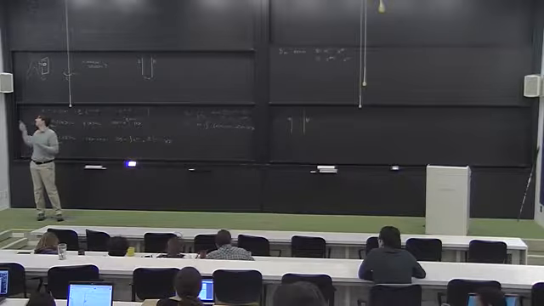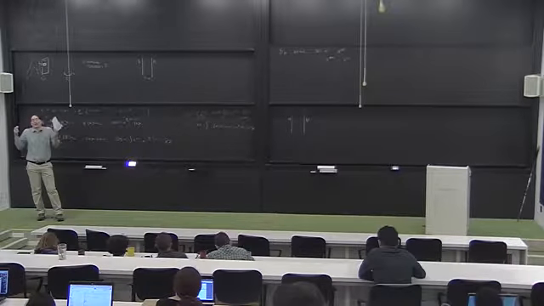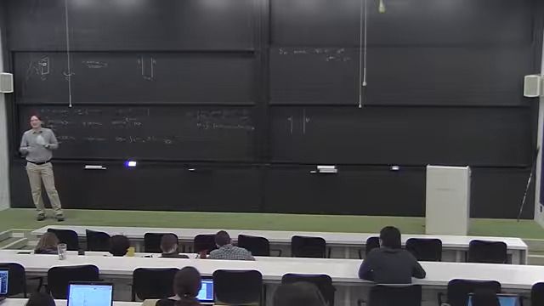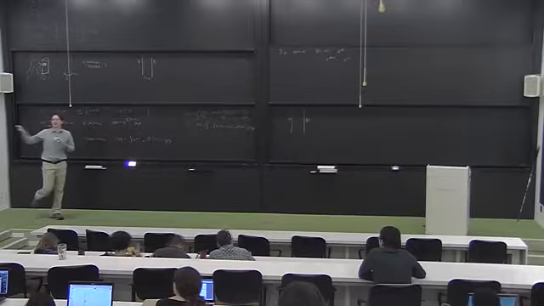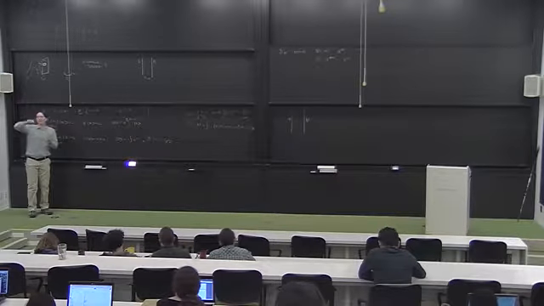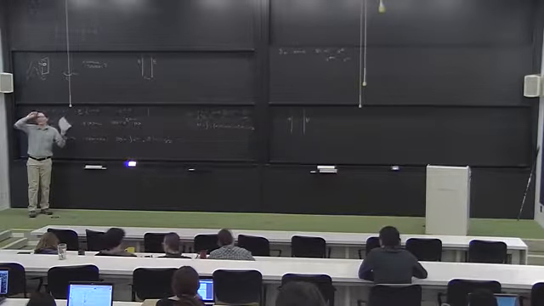Hopefully we'll get to it by the end of the lecture. There is an action for the D-brane, which tells you, at leading order in alpha prime and leading order in the curvature, which shape the D-brane would like to take in a gravitational field.